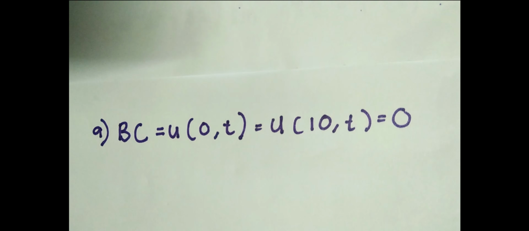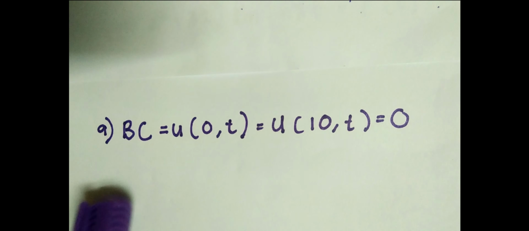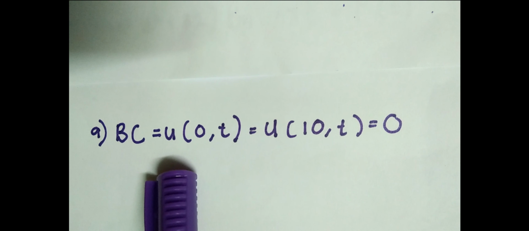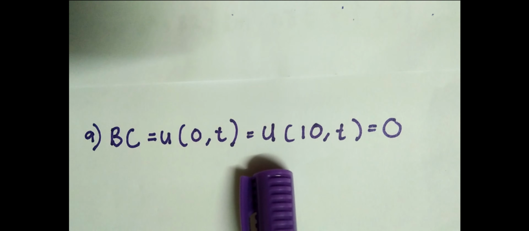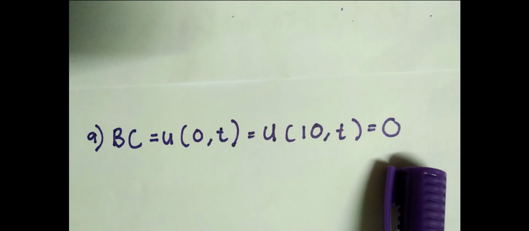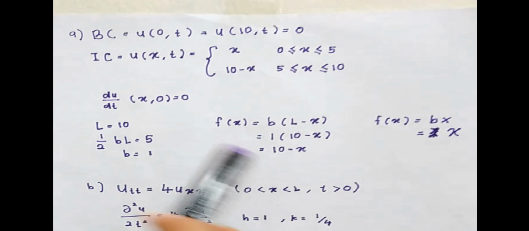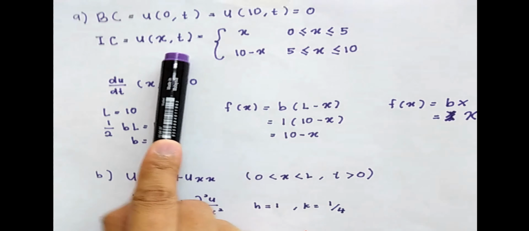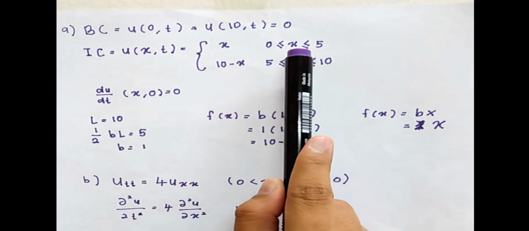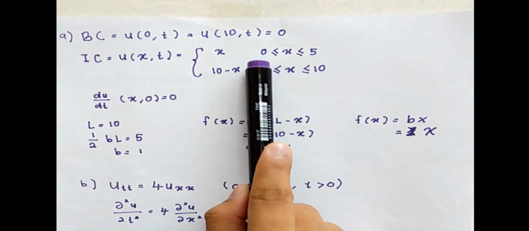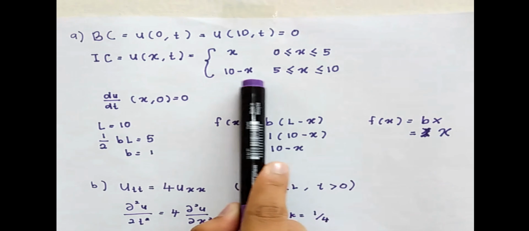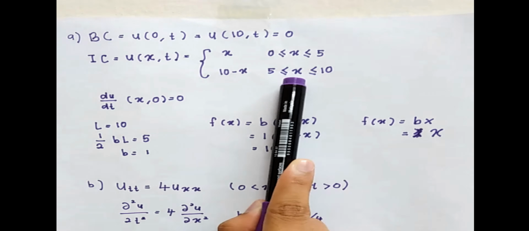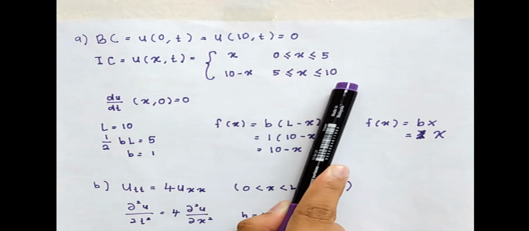For question number 2, first we have to figure out the boundary condition. We get BC: u(0,t) equals u(10,t) equals 0. And then we find the initial condition, which is u(x,0) equals piecewise: 0 when x is greater than 0 and less than 5, while 10 minus x when x is greater than 5 and less than 10.